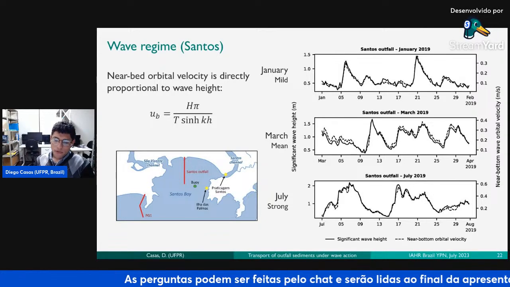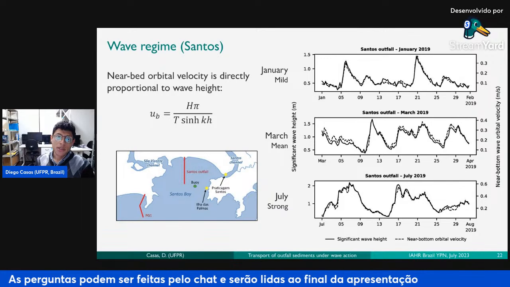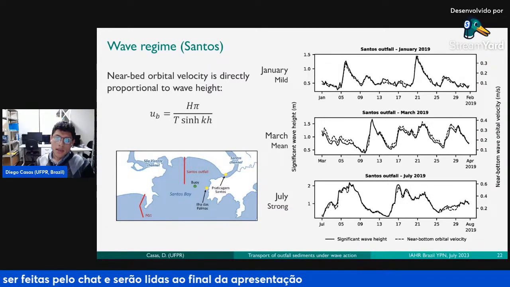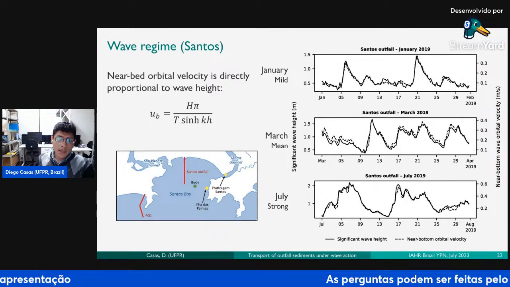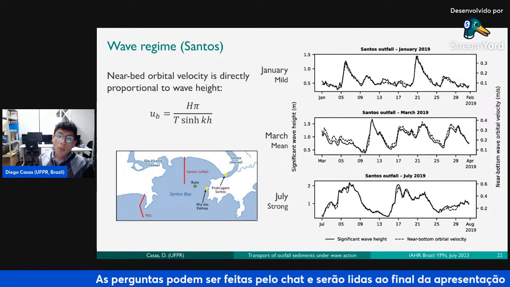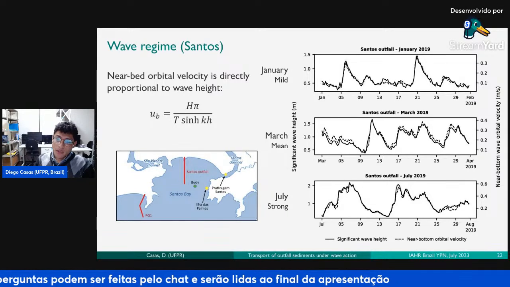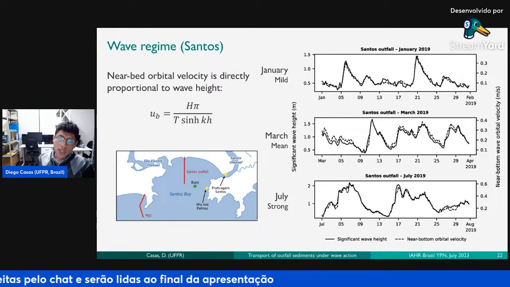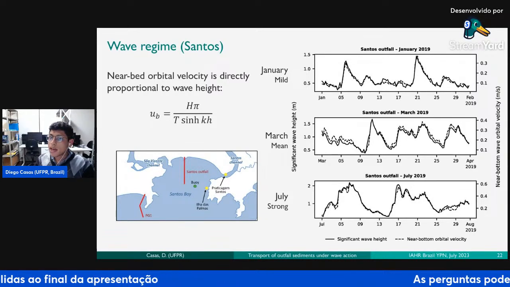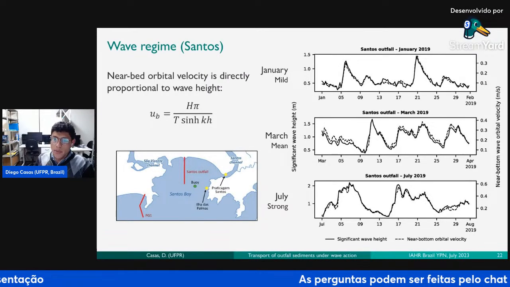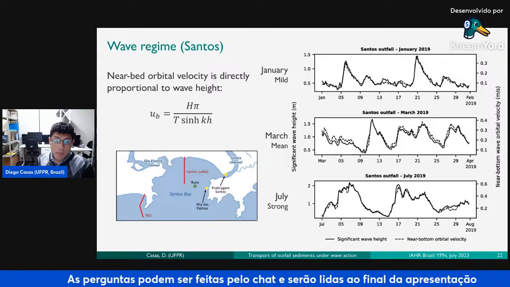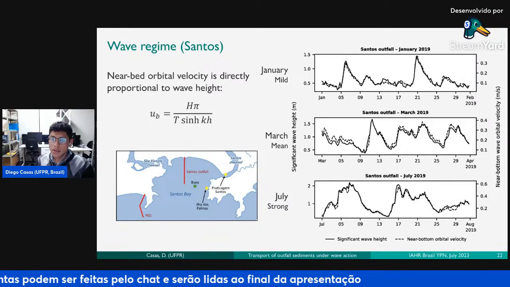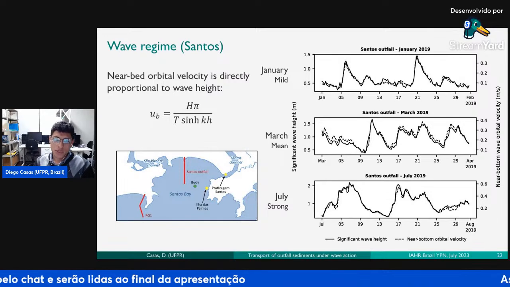We can further study our near bed orbital velocity using linear wave theory. I already mentioned that this orbital velocity is directly proportional to the wave height. And if we compare the near bottom wave orbital velocity against the significant wave height, we can see that the time series are very similar. We can see that there are some discrepancies. Those are induced by the period and the wave number k, but it mostly resembles the wave height.